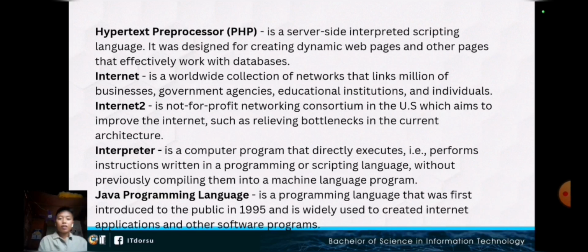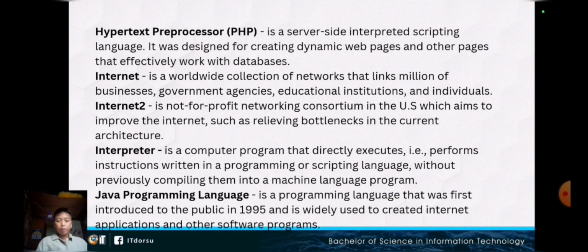Next is the internet 2. So, if we have the internet, we also have what we call internet 2. So, what is internet 2? It is a not-for-profit networking consortium in the US which aims to improve the internet, such as relieving bottlenecks in the current architecture. So, when we say not for profit, it means it is not earning money. So, the goal of internet 2 is to improve our internet connections.